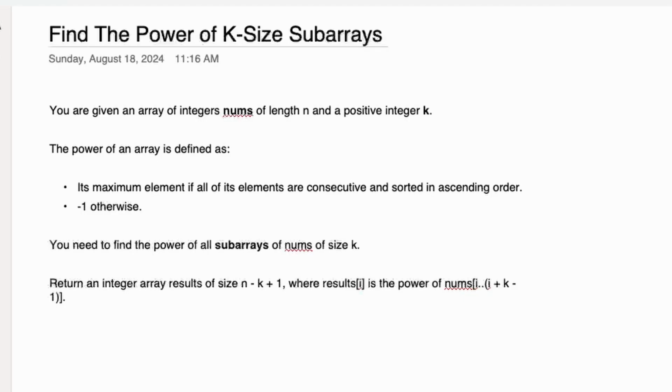So the question reads that we are given an array of integers nums of length n and a positive integer k. The power of an array is defined as its maximum element if all of the elements are consecutive and sorted in ascending order, or -1 otherwise. So we're given this integer k, and we want to find the power of all the subarrays in nums that are of size k. So we want to return an integer array where the results are the power of each subarray of size k.